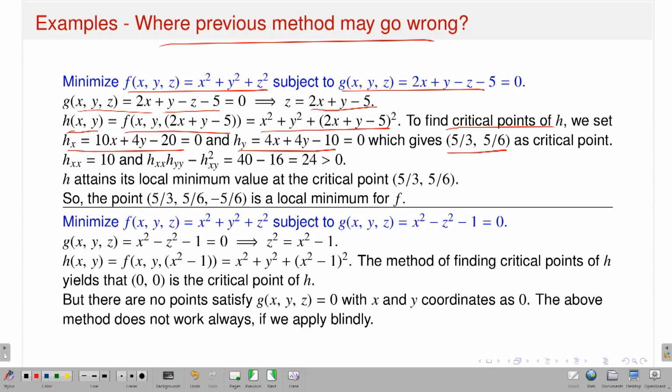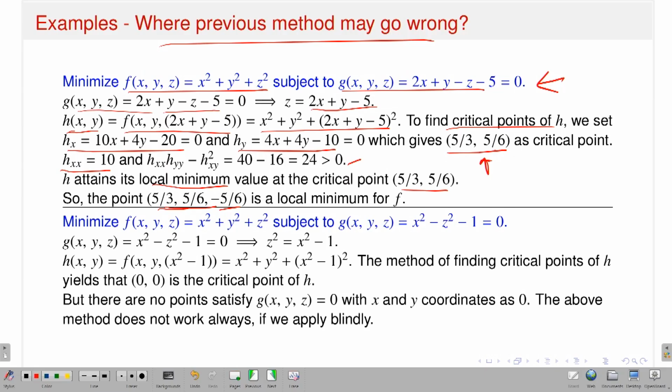Now in that case you have to analyze your Hessian matrix. The first element is 10 and the determinant is positive. So the nature of the Hessian matrix says that at the point (5/3, 5/6) it will have a local minimum. So h attains a local minimum value at this critical point, which gives x and y. Now subject to the condition that g of x, y, z should be 0, since you have x and y, you can get the point z. Once you have x and y, you will have z, which is nothing but minus 5 by 6. So this point is a local minimum for f.